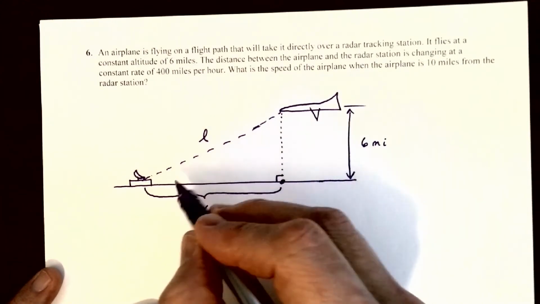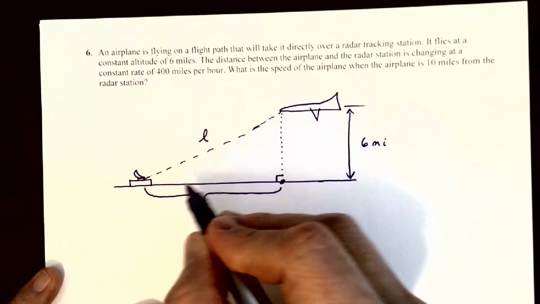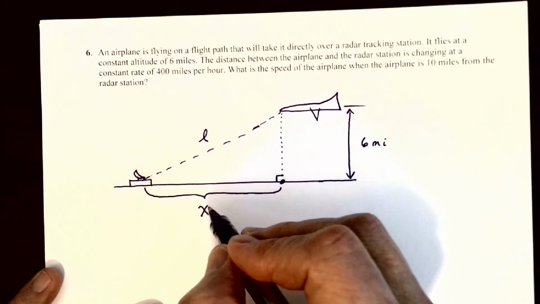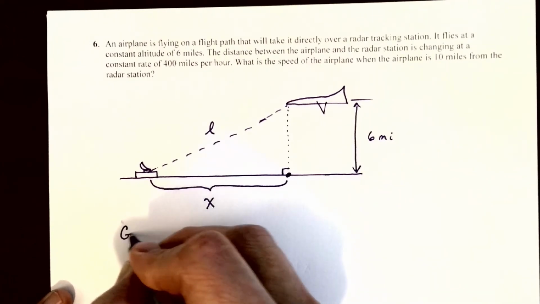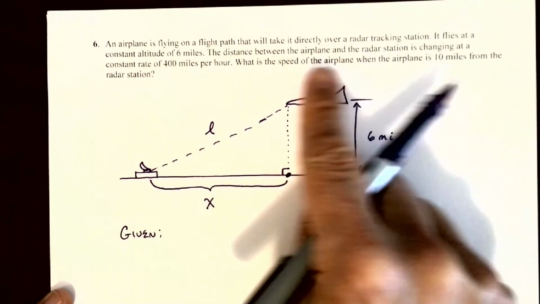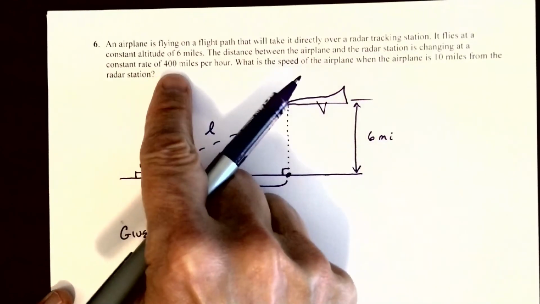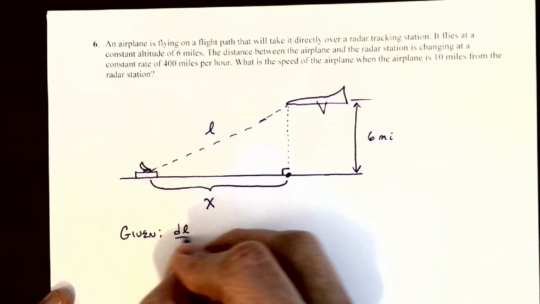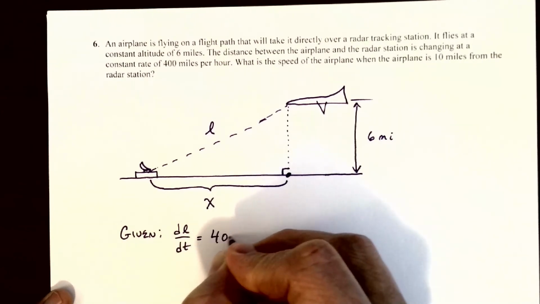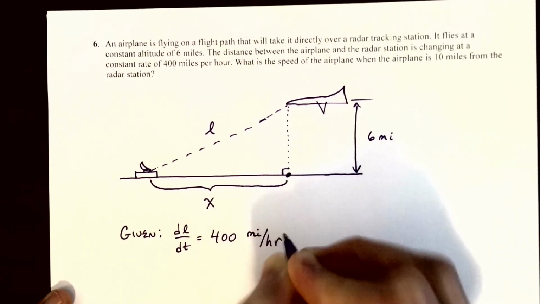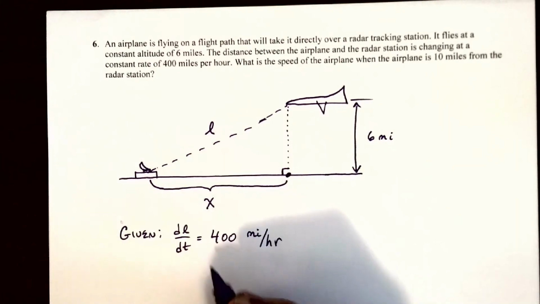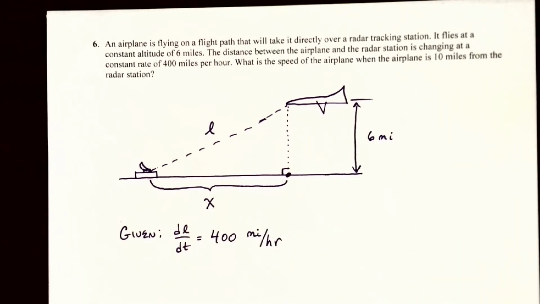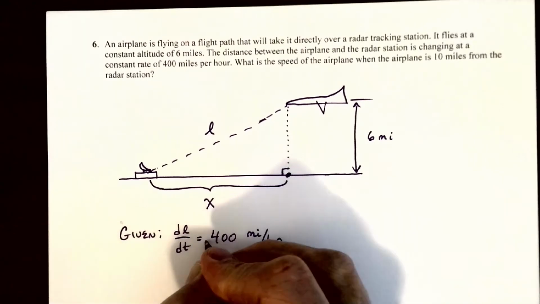This time I'm not interested in the angle right here, but I'm interested in these quantities x and l and how they change. What we're given here is that the distance between the airplane and the radar station is changing at a constant rate of 400 miles per hour. So that's dl dt. That's 400 miles per hour. Now, is that positive or negative? Well, think about the value of L. Is L getting smaller or larger as time progresses? It's getting smaller. dl dt is negative.